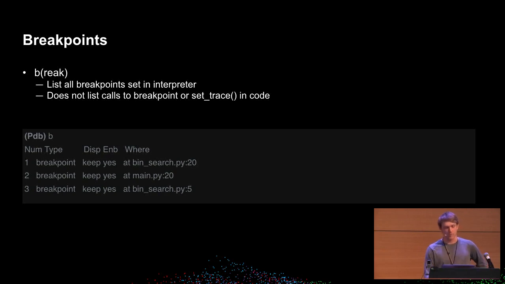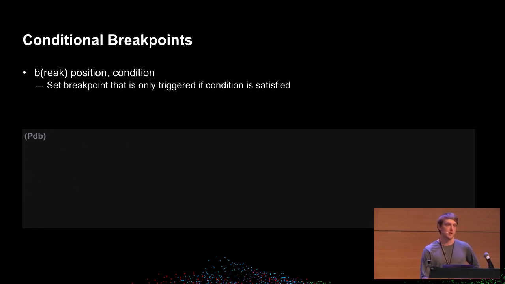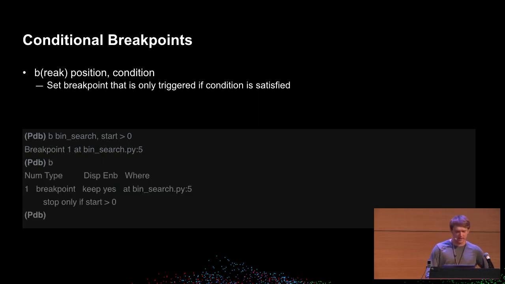Cool. So we can actually condition those breakpoints, which is something we can't do through modifying the source code. You'd have to do some logic around the breakpoint to have a conditional breakpoint. It's simple as before. You just say b, the position, and the condition under which you want to set the breakpoint. And this is actually sort of cool.